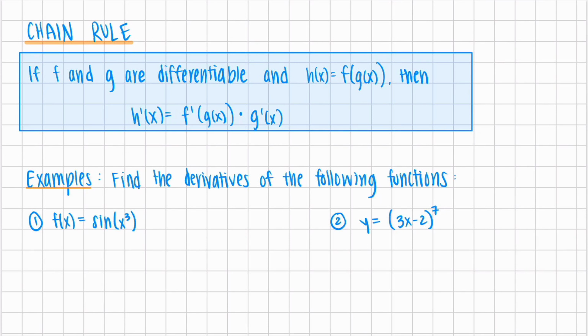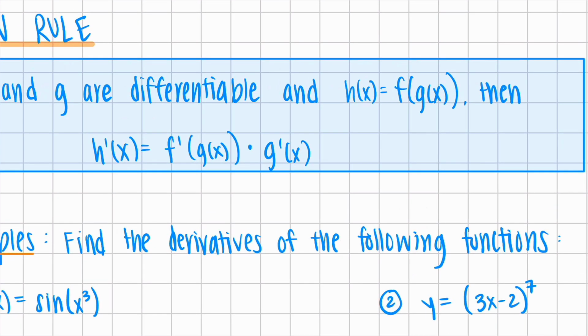In this video, we're going to talk about how to take derivatives where the chain rule is required. So we have our chain rule right here. It says if f and g are differentiable and h equals f of g of x, then we have this equation. So first I want to talk about h equals f of g of x.